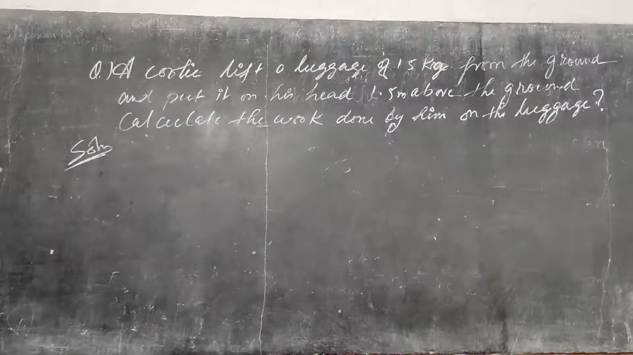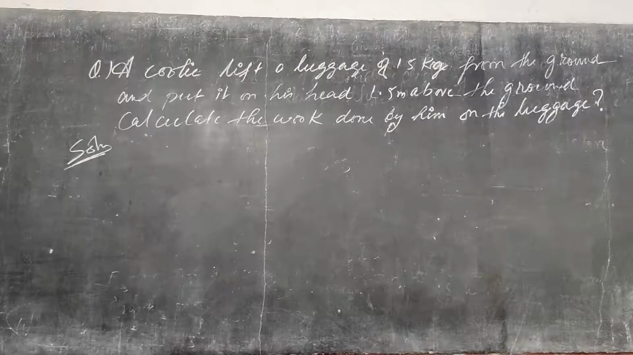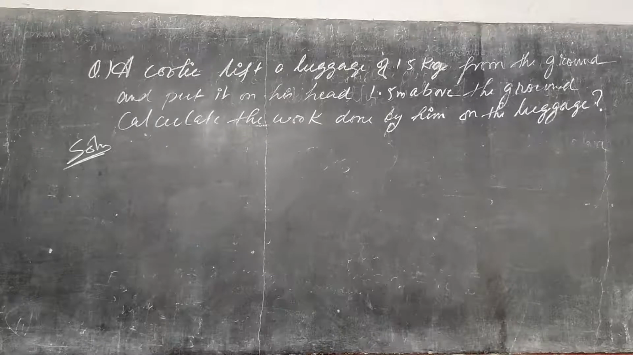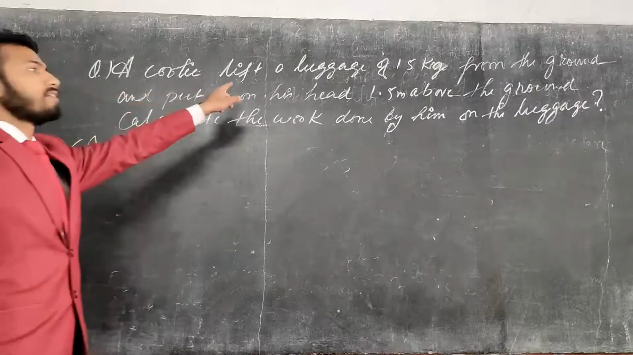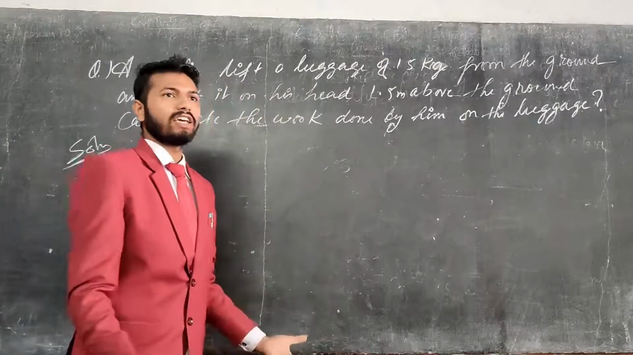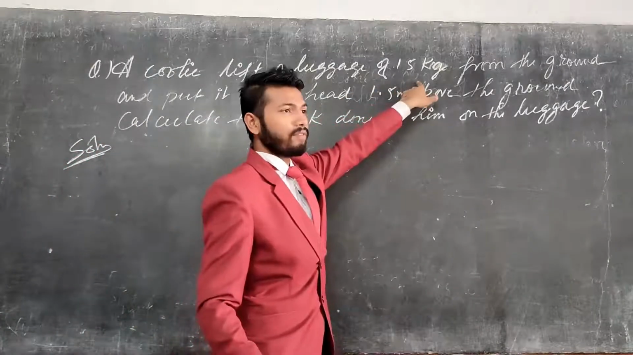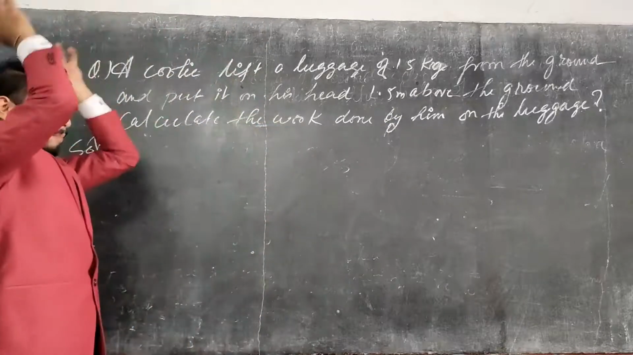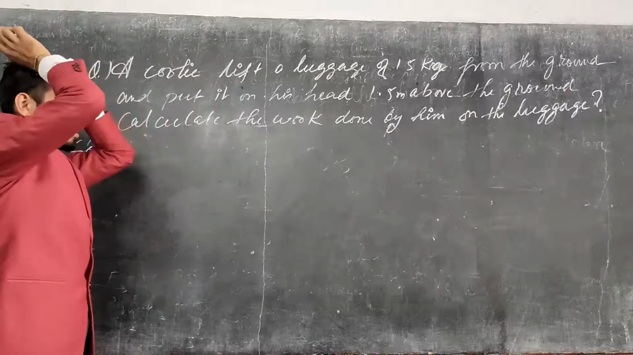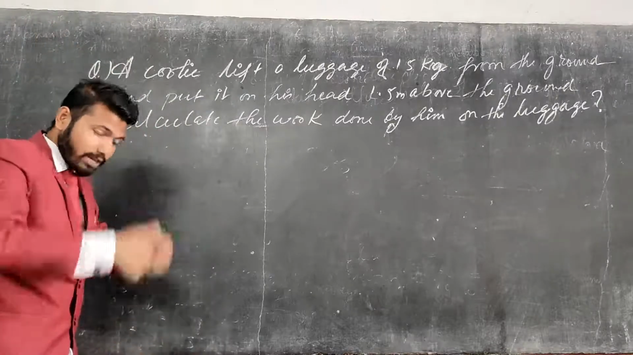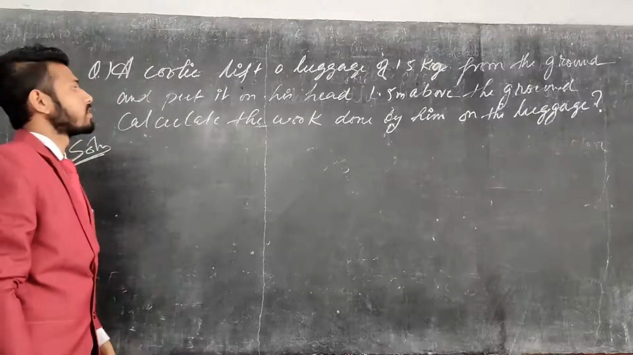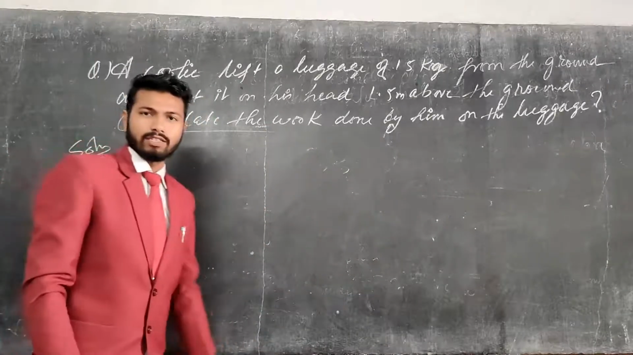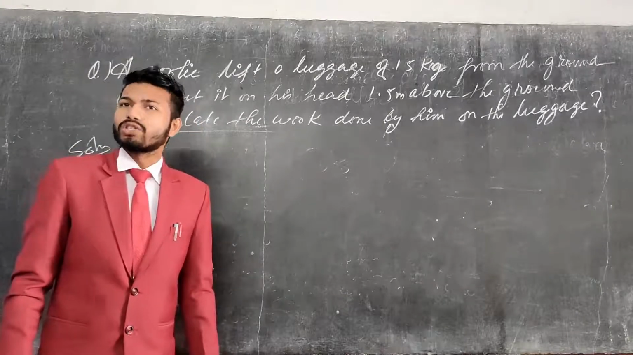Can I write the question? Come on. Let us understand the question once. Let us repeat all together, okay? A coolie lifts a luggage of 15 kg from the ground and puts it on his head, which is 1.5 meter from the ground. Calculate the work done on the luggage. Do you understand the question?